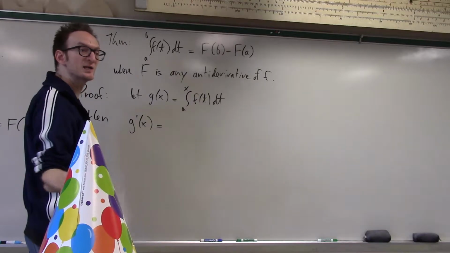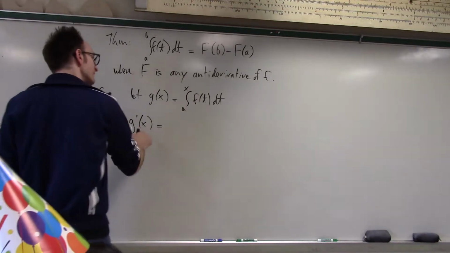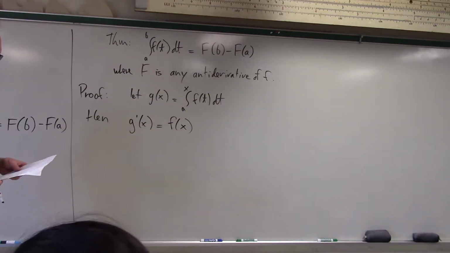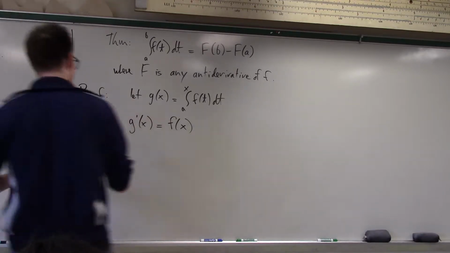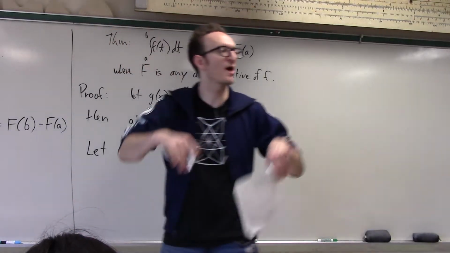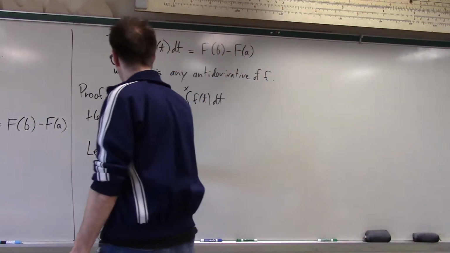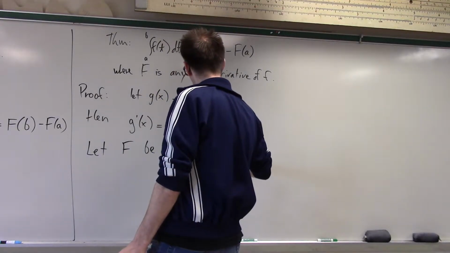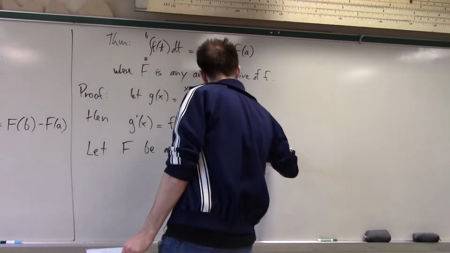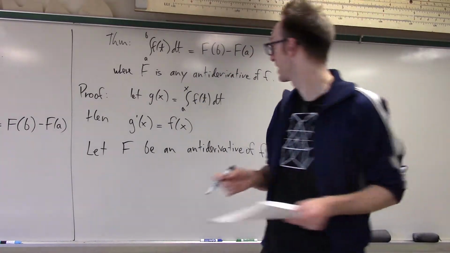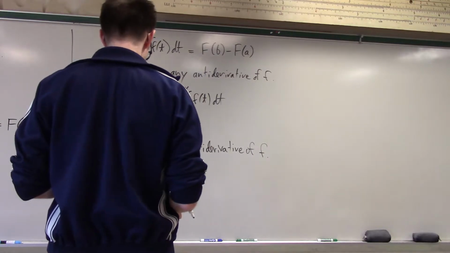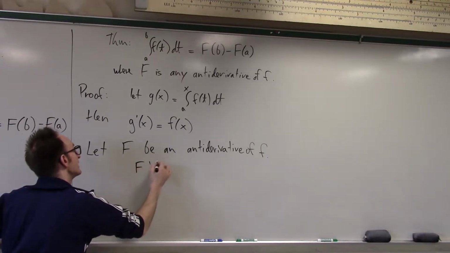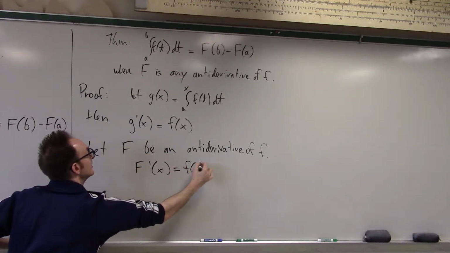By the fundamental theorem of calculus that we already have proved and talked about and loved, the derivative of g is just f. Agreed? Okay, so now introduce some arbitrary other antiderivative. Let big F be an antiderivative of little f, some antiderivative. By the very definition of antiderivative, the derivative of big F is little f.